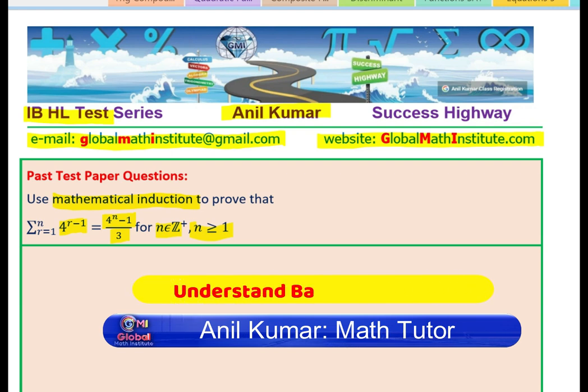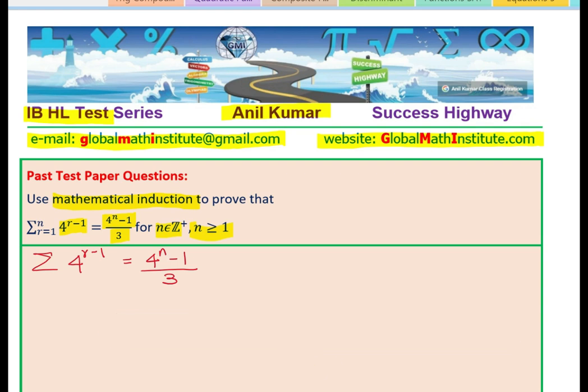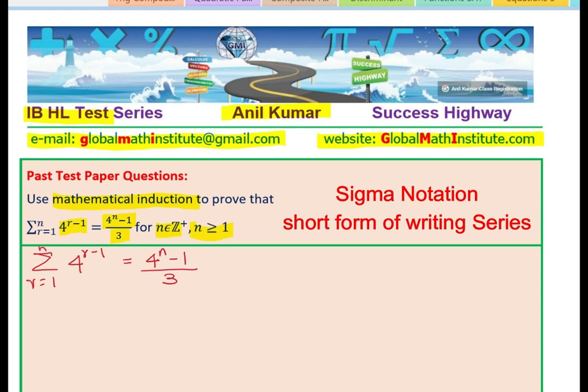Here, we have to use the method of mathematical induction to show that the sum of this series, 4 to the power of r minus 1, is equal to (4 to the power of n minus 1) over 3, when r is from 1 to n. Is that clear to you? So there are n terms in this series which, when added, should give you (4 to the power of n minus 1) divided by 3. Great. So, sigma notation really means the sum of all the numbers, right?